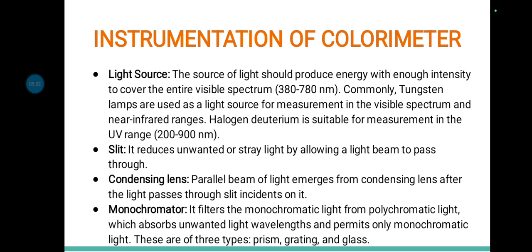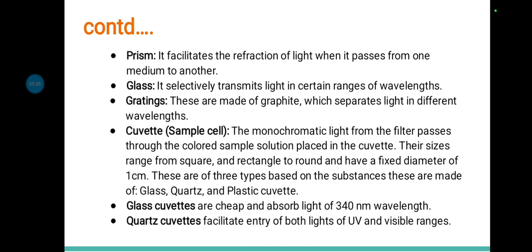Monochromators are of three types: prism, grating, and glass. Then the prism monochromator. What it does is it facilitates the refraction of light when it passes from one medium to another.